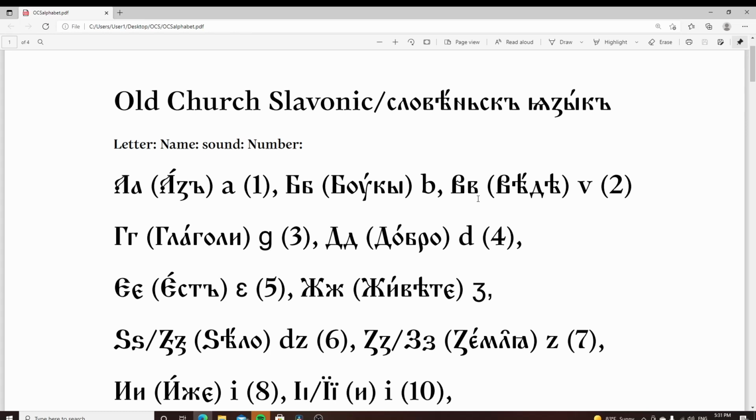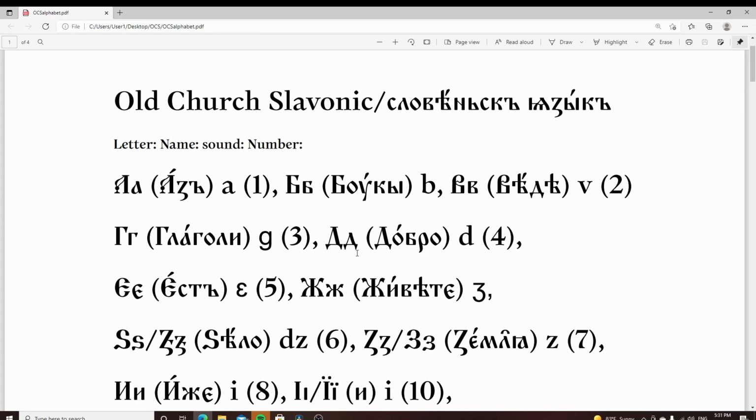The third letter is called Vada, and it is represented by the sound V, and this has the number 2. The fourth letter is called Glagoli, and this is represented by the sound G, and this has the number 3.